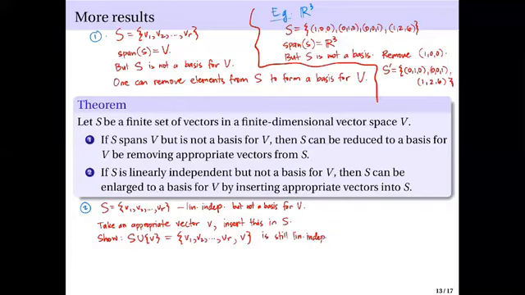And check also that the span of S union V now is equal to capital V. Because if you have now these two guys, then this new set is a basis. So that's what the second theorem is telling us. S can be enlarged to a basis for V by inserting appropriate vectors into S.